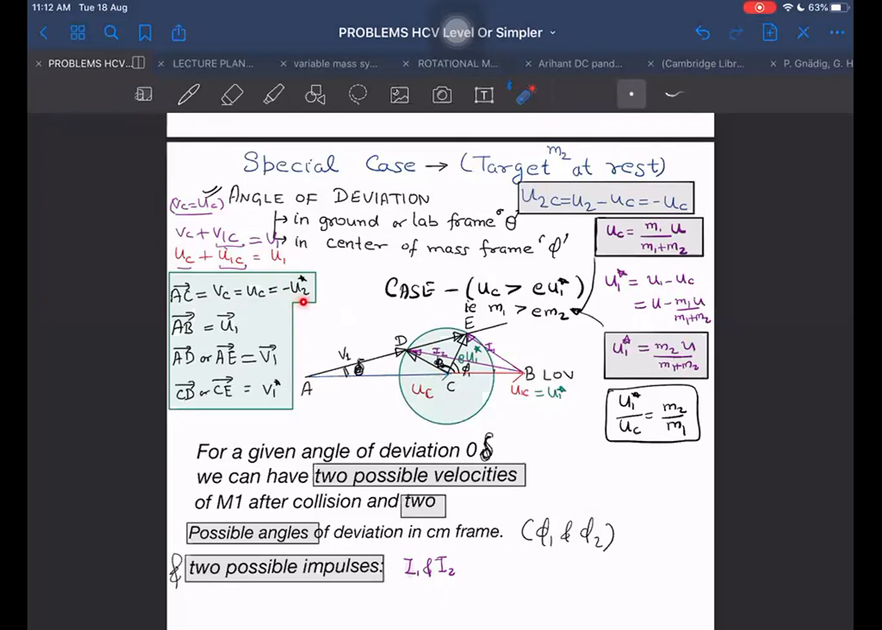Why is it so? I think you have to think about this. The initial velocity of 2 with respect to center of mass: what is the velocity of 2? You know this case is for target at rest. If the target is at rest, then the initial velocity of 2 is 0. With respect to center of mass, U2C is equal to U2 minus UC, but U2 is 0. If one term is 0, then it is just minus UC. Therefore UC can be written as minus U2C, or I write U2C as U2 star. You are already familiar with this. So it is minus U2 star.